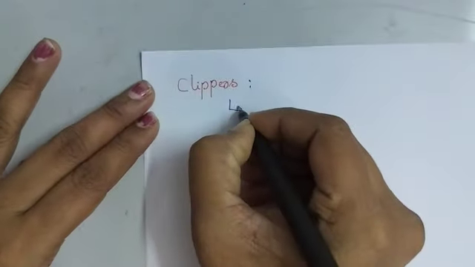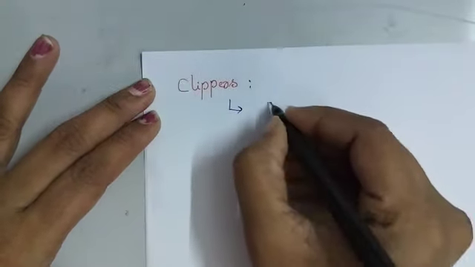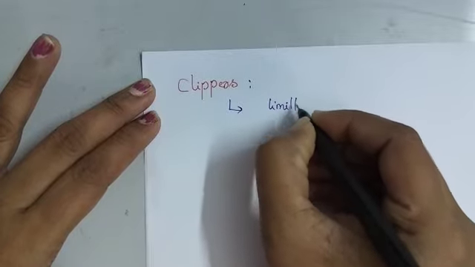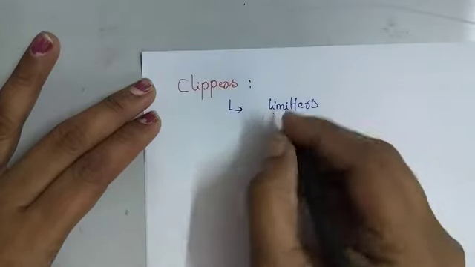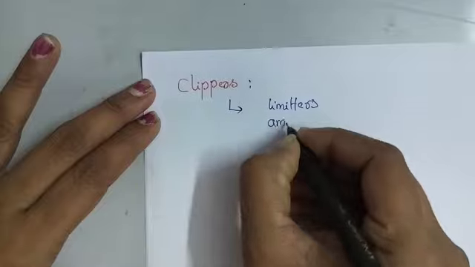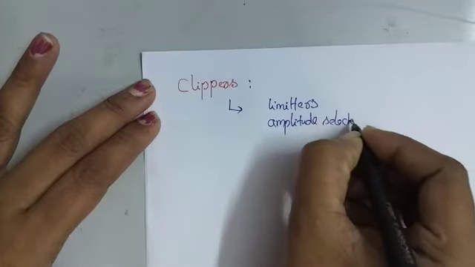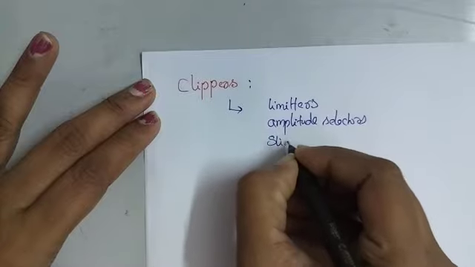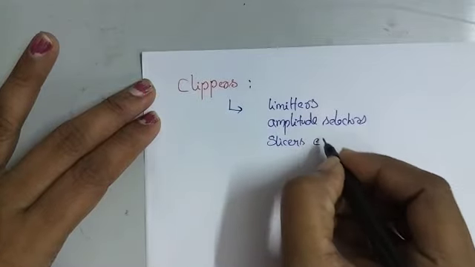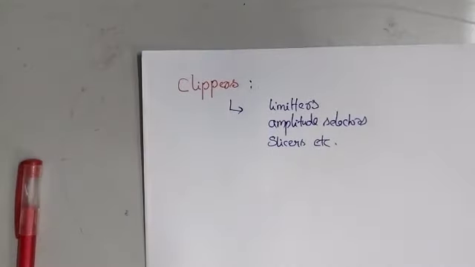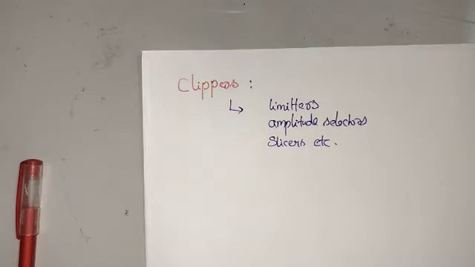Okay, so clippers are also called limiters, amplitude selectors and slicers. So these are the other names for clippers.